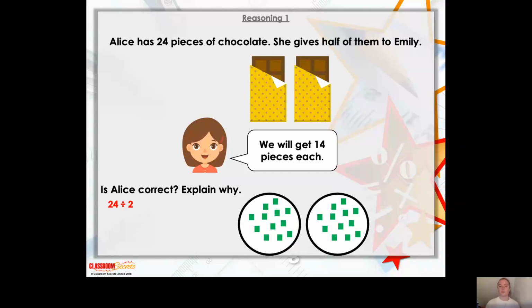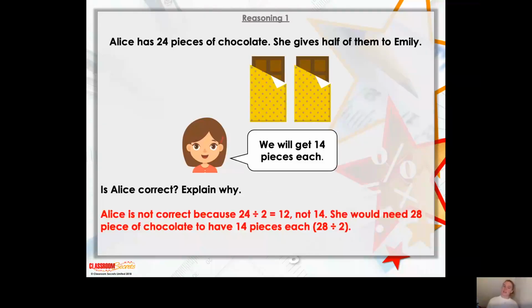There you go. There's one of our missing number questions again. So we can do it the other way around. So something divided by 2 equals 14. We can do 14 times by 2. And let's work that one out together. Are you ready to count 14 steps of 2? 2, 4, 6, 8, 10, 12, 14, 16, 18, 20, 22, 24, 26, 28. Stop! Yes, Alice will have had to have 28 pieces of chocolate.